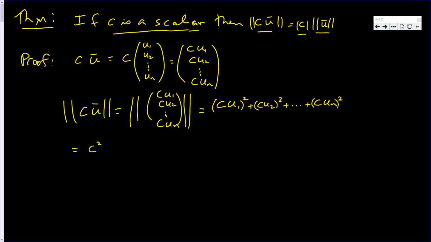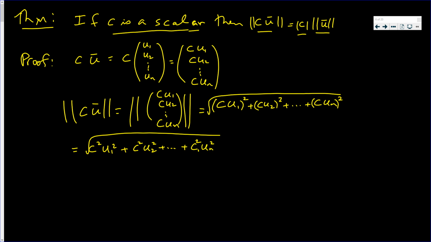But that equals the square root of C squared U1 squared plus C squared U2 squared all the way down to C squared U sub n squared. And underneath that square root sign, I can factor out C squared. And I get C squared times U1 squared plus U2 squared all the way down to U sub n squared.